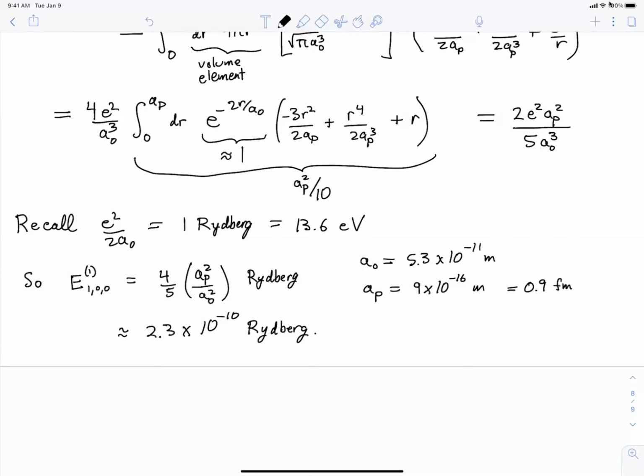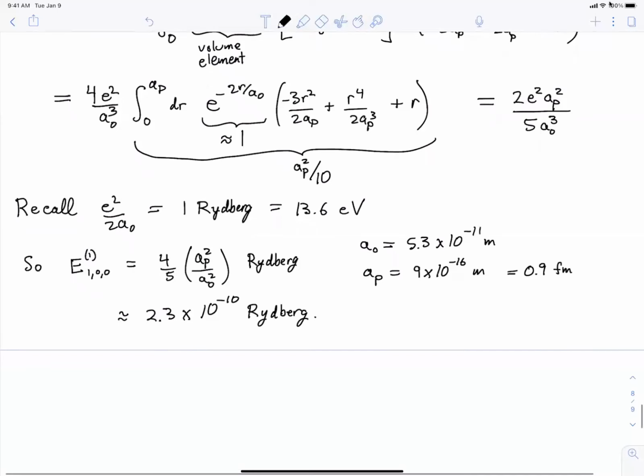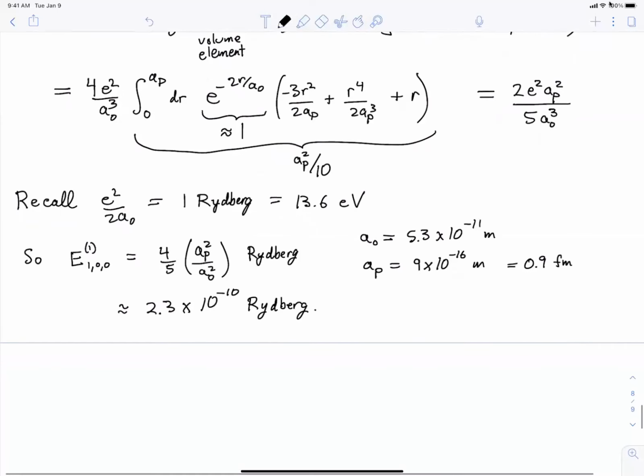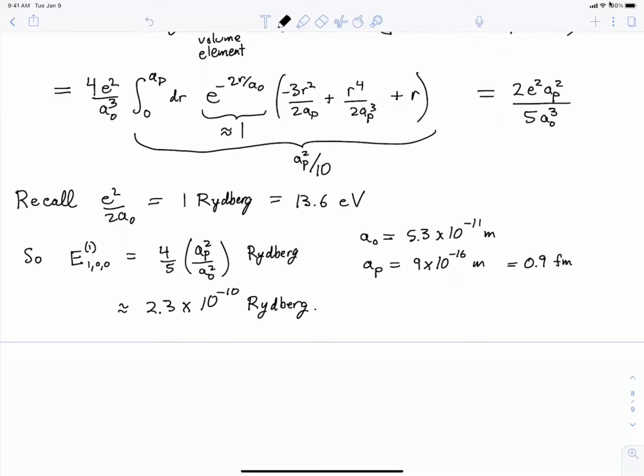So the moral of the story is that it was actually a really, really good approximation to ignore the proton size, because that's going to be much smaller than all the other corrections that we're going to worry about shortly in this course, including the fine structure and the hyperfine structure. This is much smaller than all of those things.